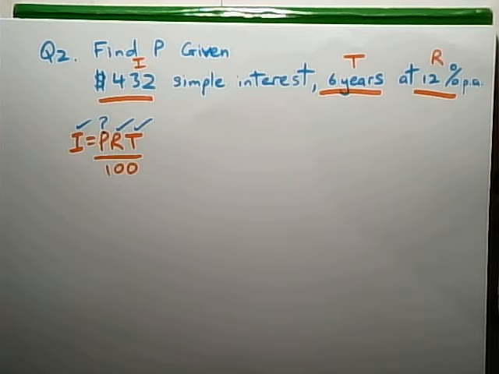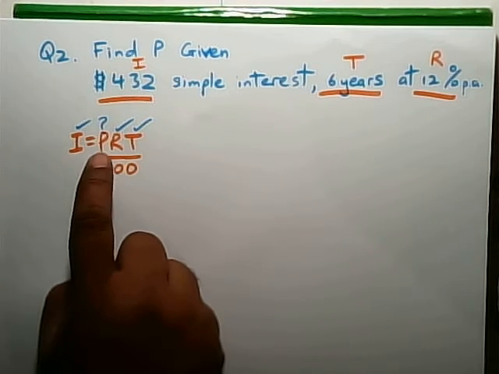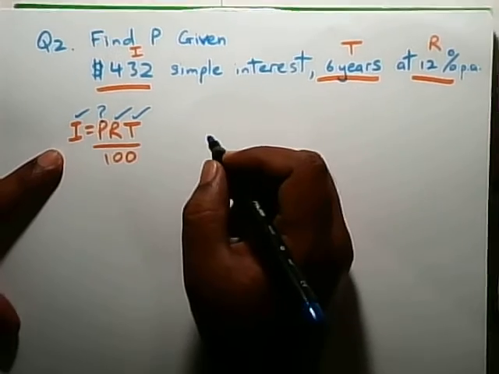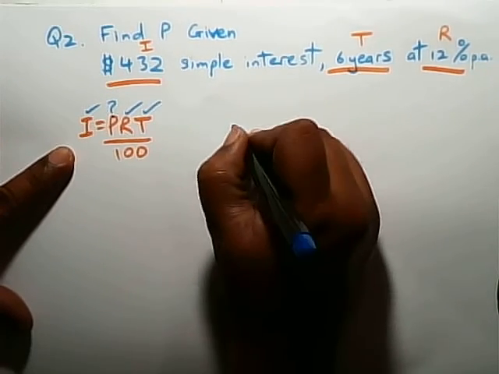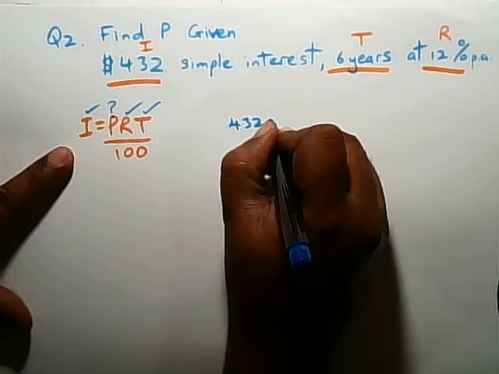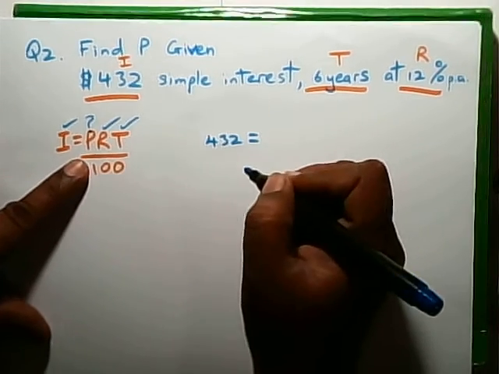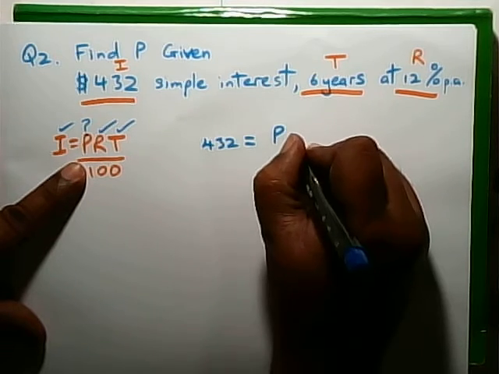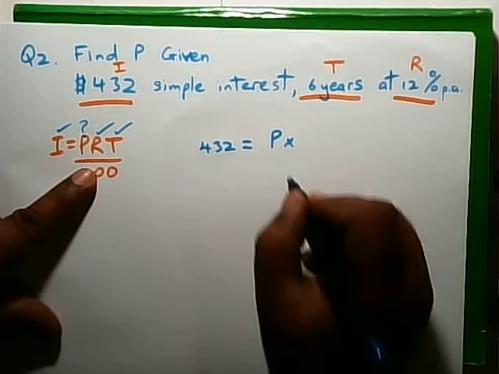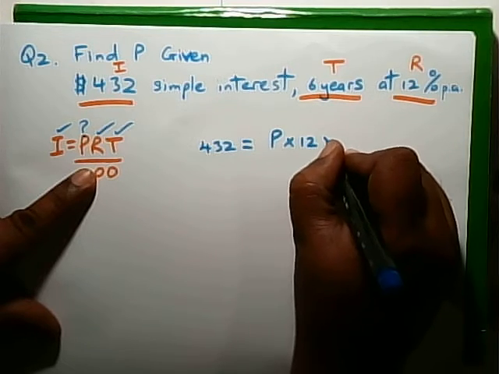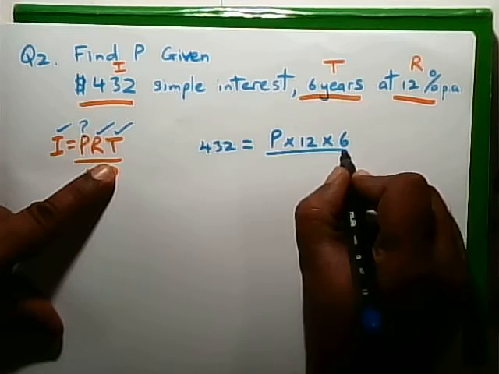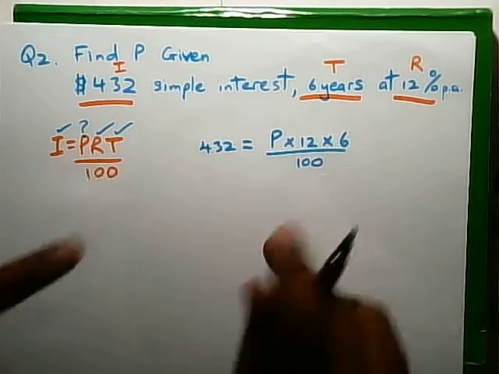So the next step is to replace those ticked letters with the numbers given. Therefore, I would be 432, that's the I, is equal to the principal. We don't know it, so we keep it as the letter. Multiply by the rate, which is 12, multiply by time, which is 6, all of this over 100.